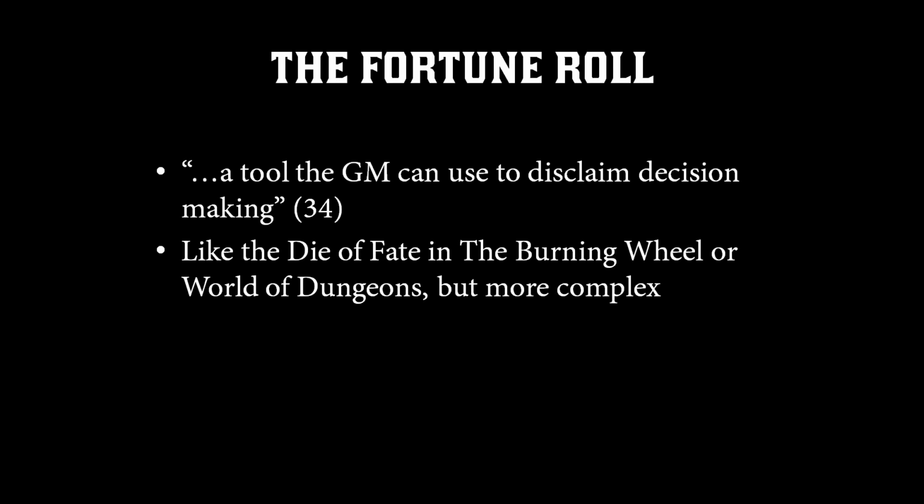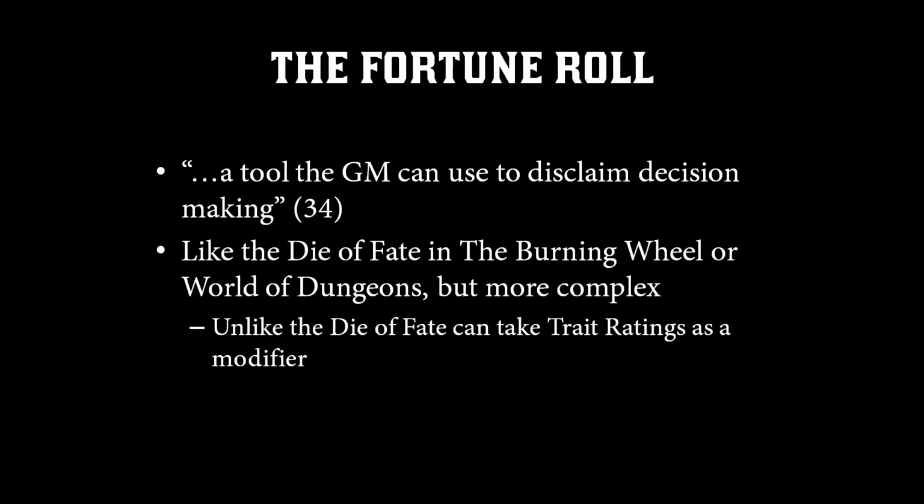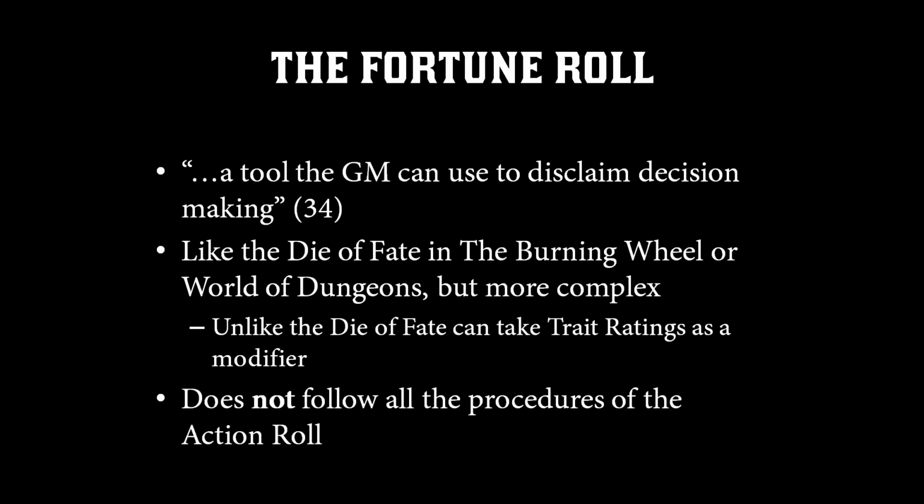So this is like the Die of Fate in Burning Wheel or World of Dungeons, but it is more complex. The reason for that is because it can take trait ratings as a modifier. So, just as a refresher, trait ratings are any kind of stat in the game. It could be an action rating, it could be a faction tier, it could be the magnitude of some kind of supernatural event. There are a number of such ratings in the game, and the fortune roll can take any of these as a modifier. And we'll get into that as we continue.